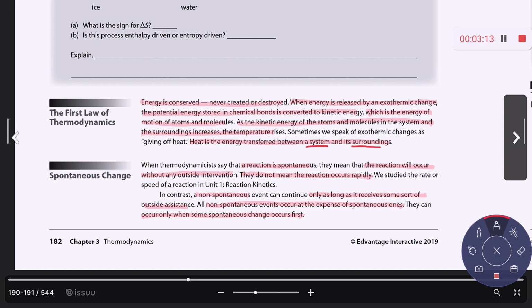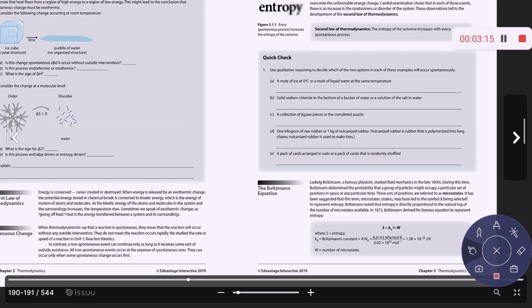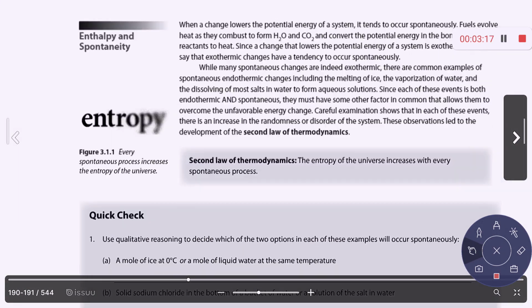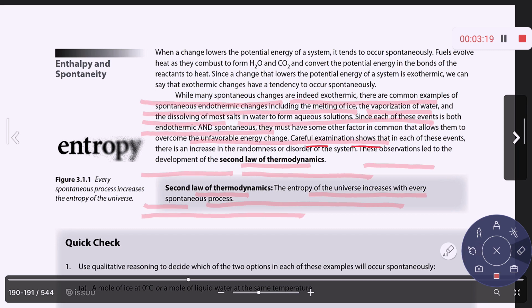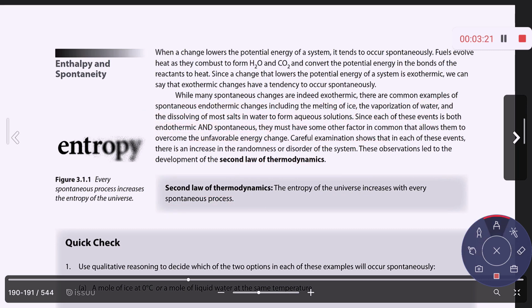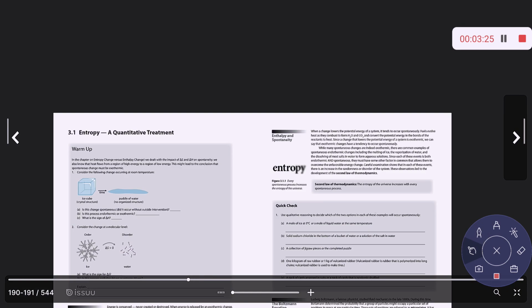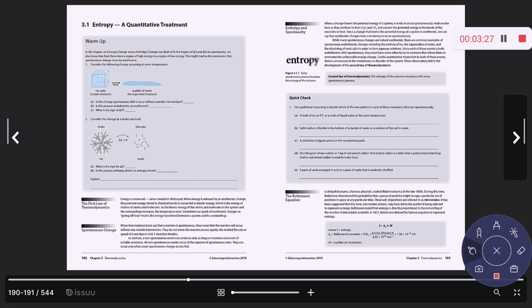Let's take a look at the next page. So on the next page, I think, did I go too far? Oops. No, we're good.